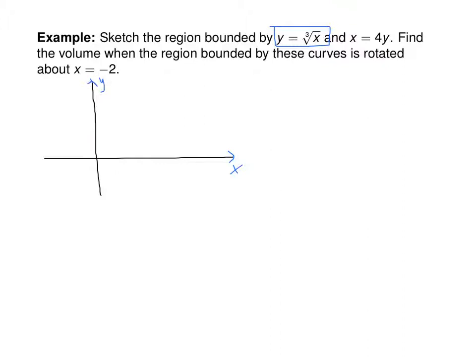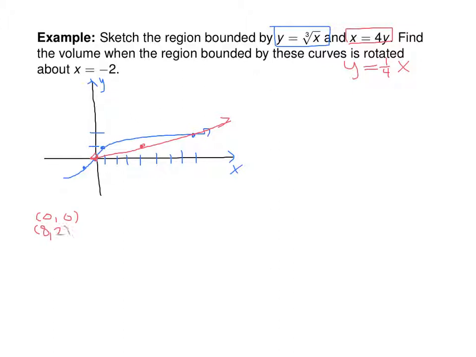The cube root of x goes through the point 0, 0, 1, 1, and then 8, 2. Also negative 1, negative 1, but okay, roughly speaking, there's cube root of x. Now, x equals 4y is the same thing as y equals 1/4 x. So it starts at the origin, rises 1, runs 4, and from your picture you can see that the points of intersection are at 0, 0 and at 8, 2.